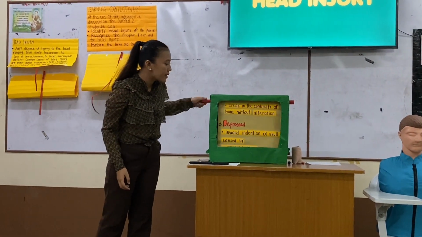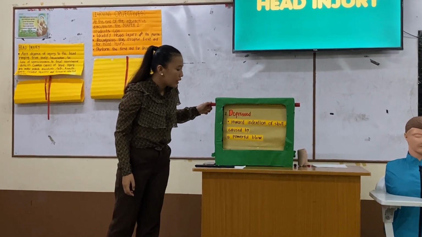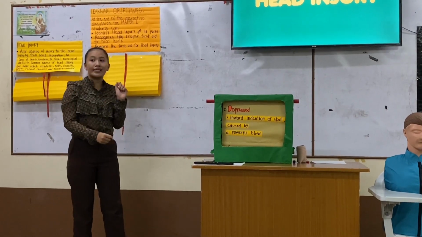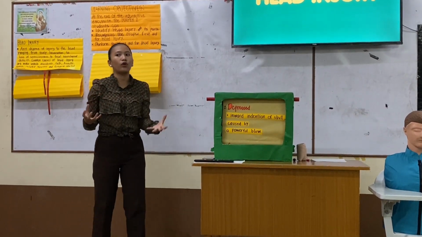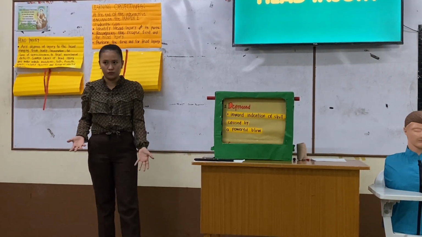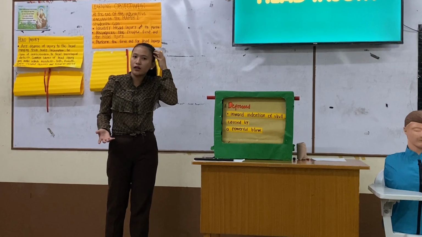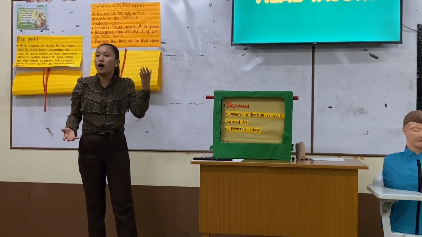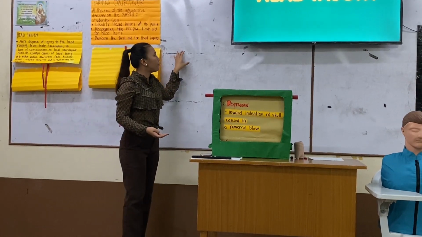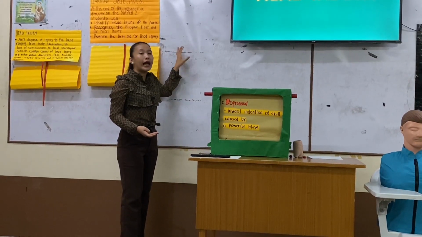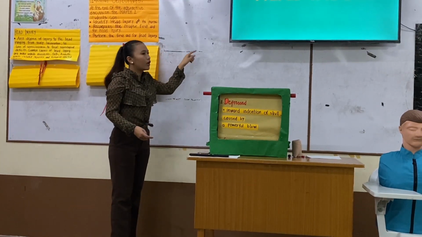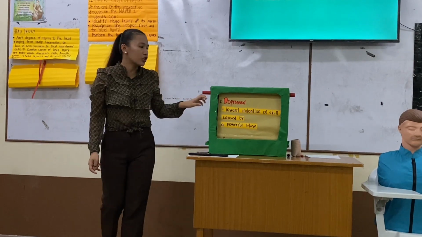Second one is the depressed one. The depressed one is caused by a hard blow. So an example of that is when the head hits a post or hits the cement, because the tendency is it cracks, right? Worse, it splits. So in the depressed one, the linear fracture has a center that forms a depression. That is the depressed fracture.